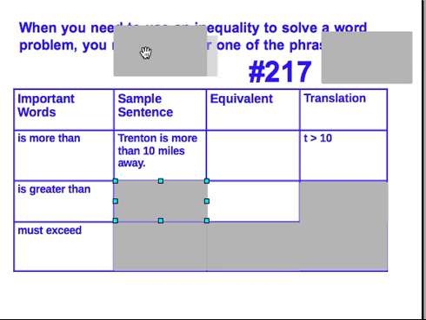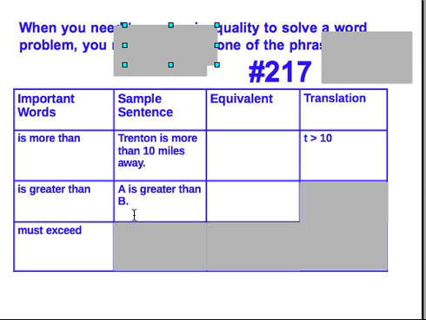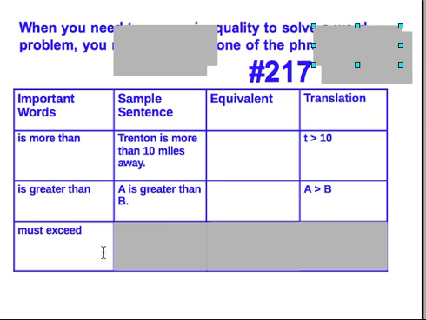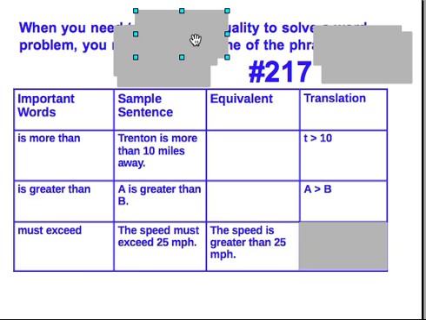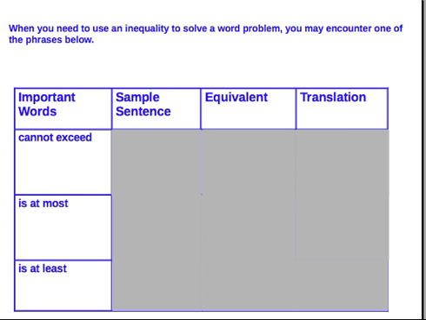Same thing, "is greater than." Sample sentence: A is greater than B, and that's pretty simple to translate. A greater than B. "Must exceed," again, means it has to be more than, so you'll have a greater than sign. Must exceed gets confusing for some people, so the speed limit must exceed 25 miles per hour. That means the speed is greater than 25 miles per hour, and that means S for speed is greater than 25.